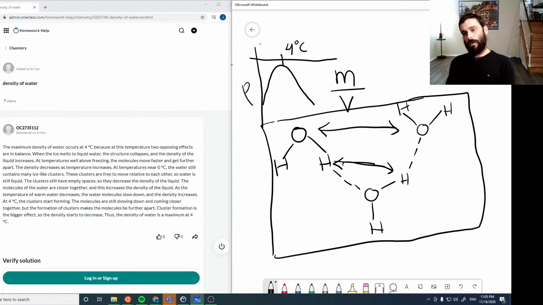They kind of got this shape that I've shown here. Whereas as you speed them up, they now can move around and reorient themselves to get into this hydrogen bonding shape to get themselves tighter together. So that's why it peaks at 4 degrees relative to 0. And then as they move faster and faster, they move further apart again, causing the density to drop again.